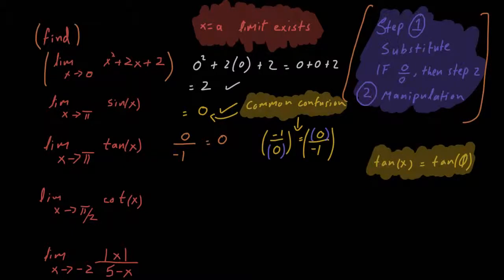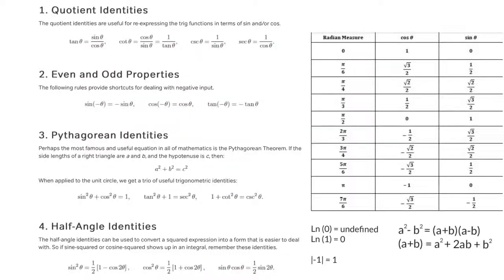Question number 4. Find the limit as x approaches pi over 2 of cot of x. To solve this, we have to jump again to our formula sheet. Over here in the quotient identities, we can see that cot of theta can also be written as cos over sine of theta.